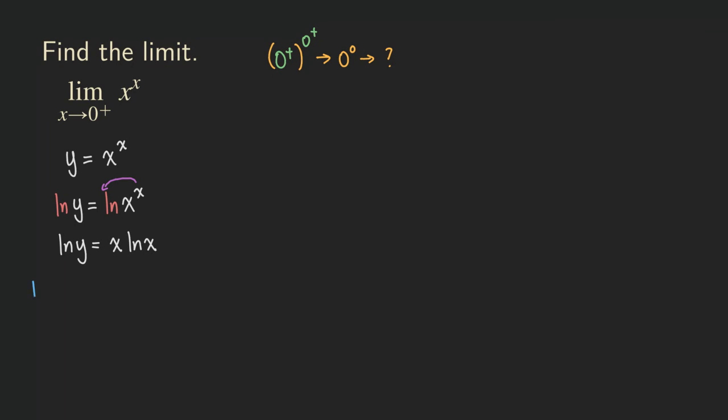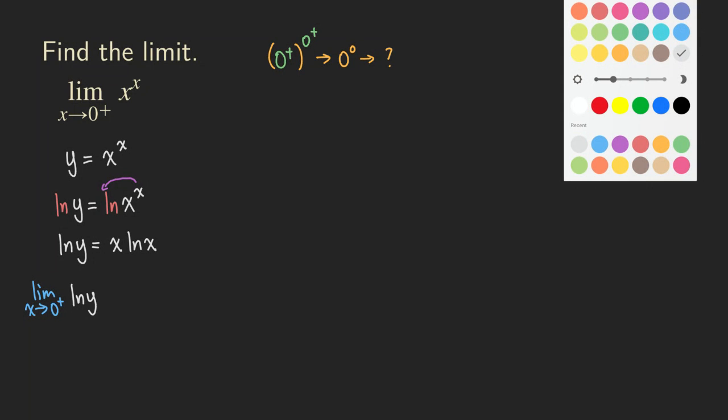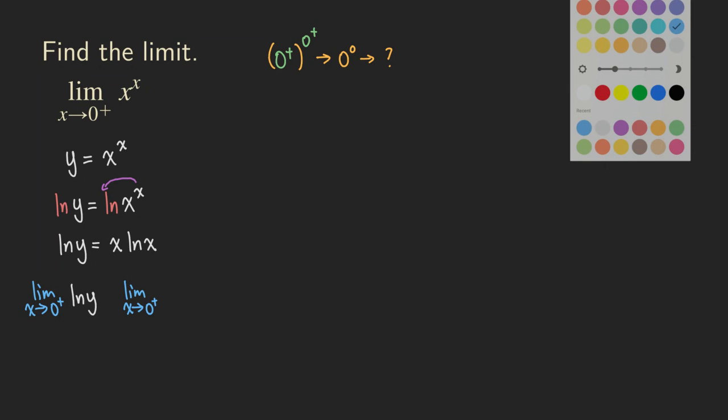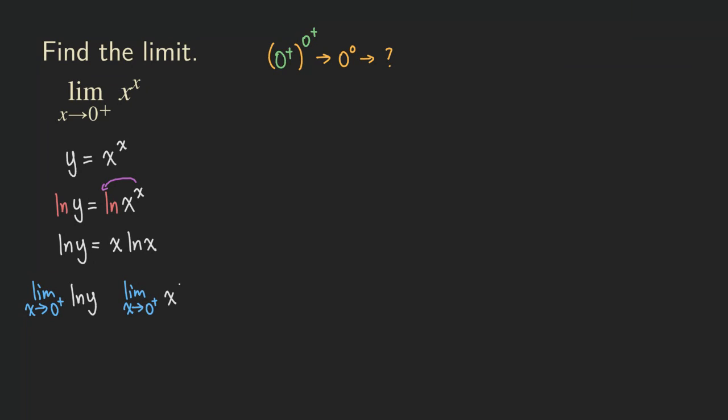So we have the limit of Ln of y as x approaches 0 from the right side, right? And then we have the limit of this function that we have here, which is x times Ln of x. So that's what happens right here. What we are going to do in the next step is consider the right-hand side of this limit here.